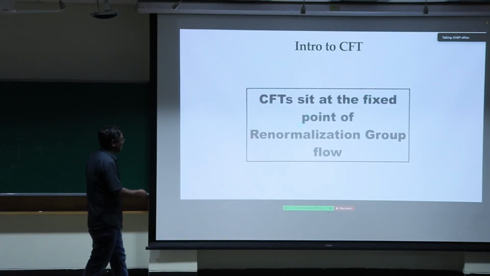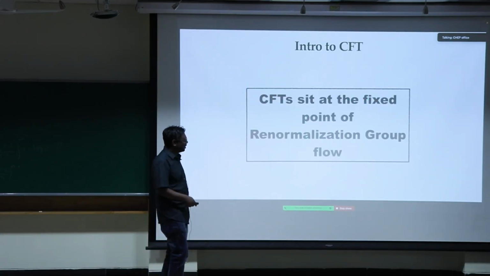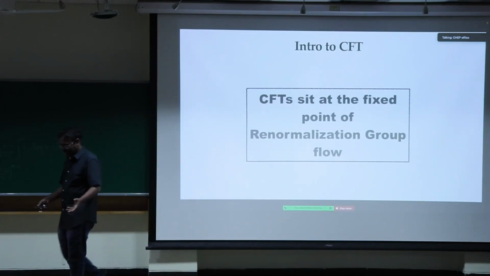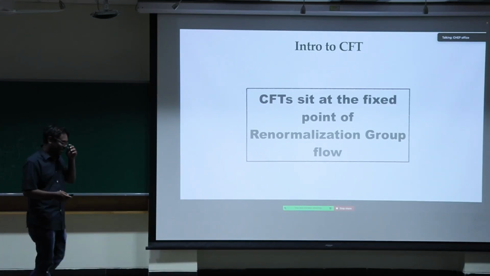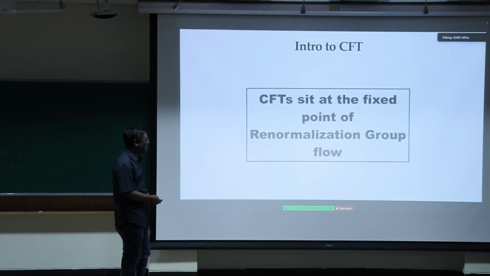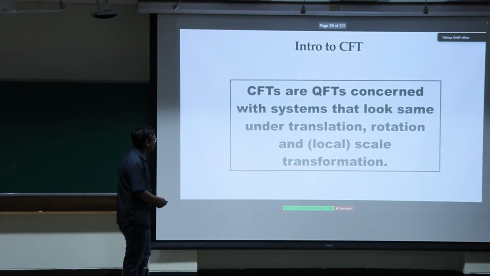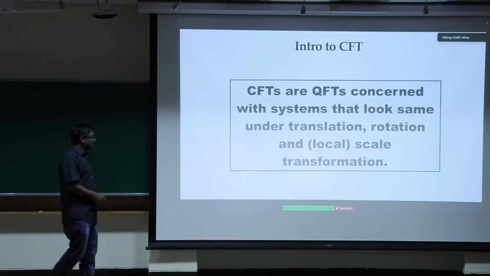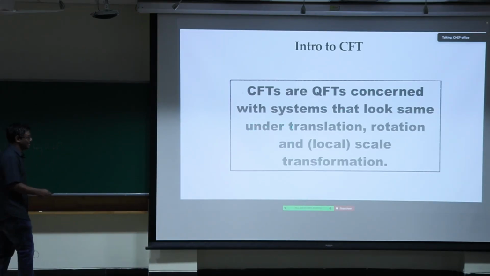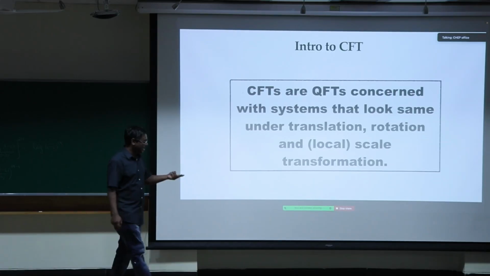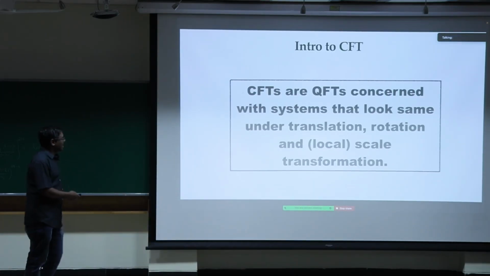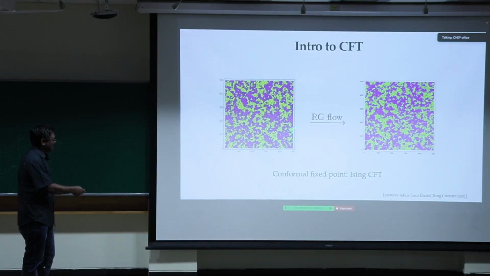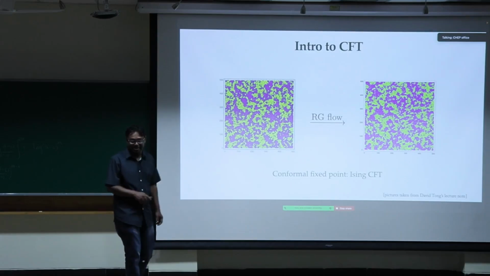So CFTs sit at the fixed point of the RG flow. Whenever you see an RG flow, there will be a CFT where the RG flow ends, and it could be a trivial CFT also, or it could be a strongly coupled one. And in technical terms, CFTs are QFTs that describe systems that look the same under translation, rotation, and local scale transformation. And as I was saying, in the Ising model case, the conformal fixed point is described by the Ising CFT.